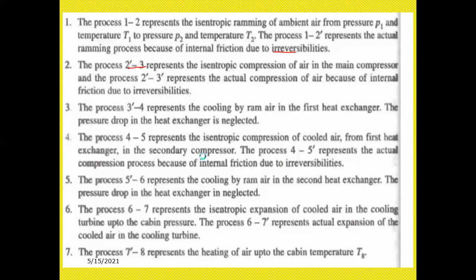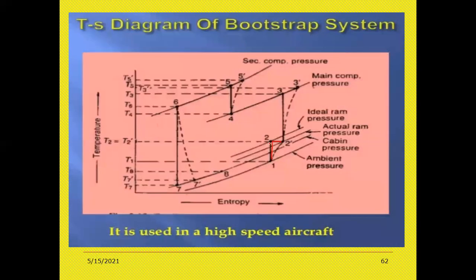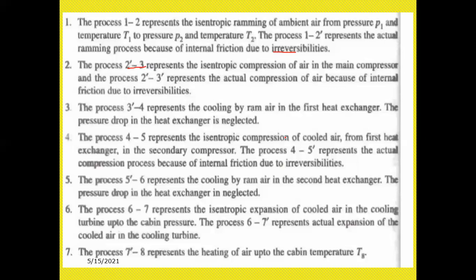So what is the 2-3 here? So 1 to 2 and 2 to 3. So what does this mean? Isentropic compression of air in the main compressor. The process 2-3 is the actual compression of air.